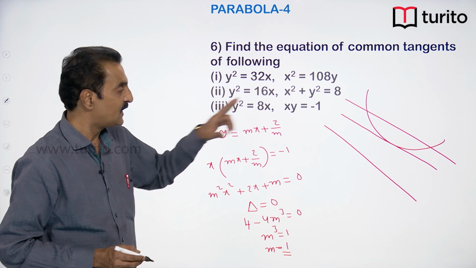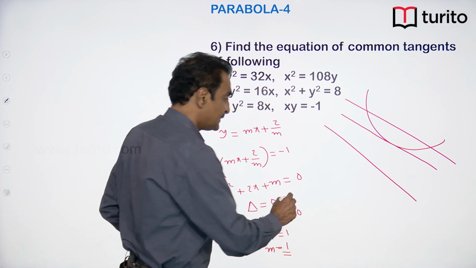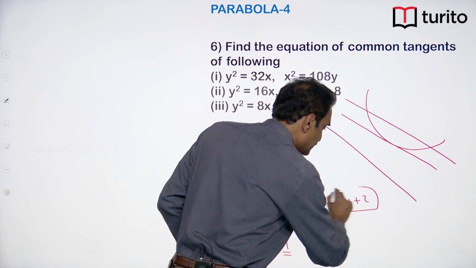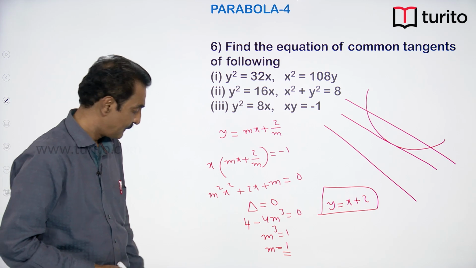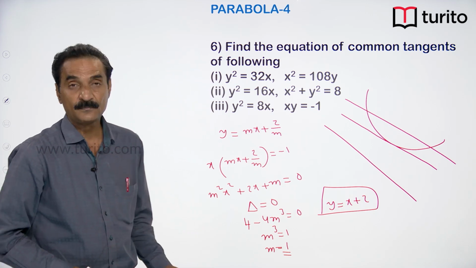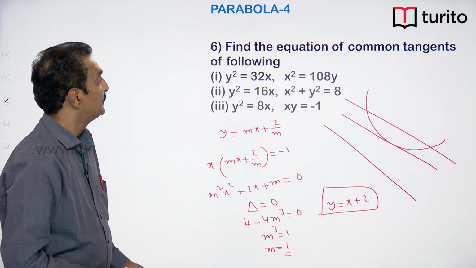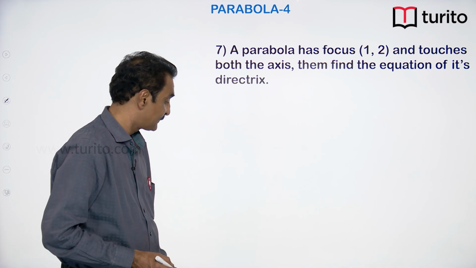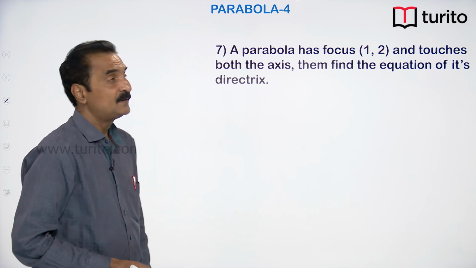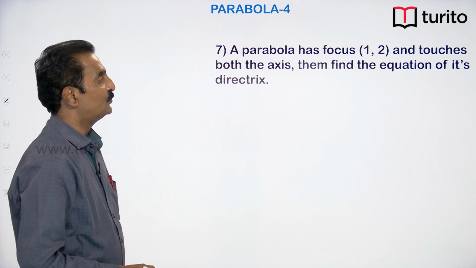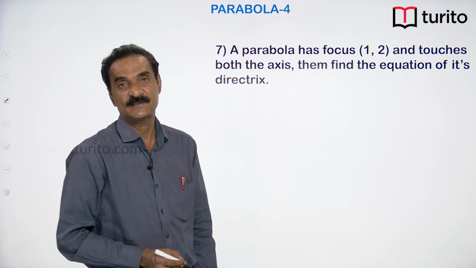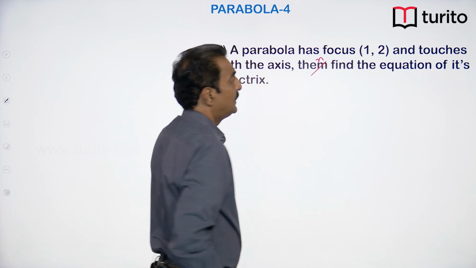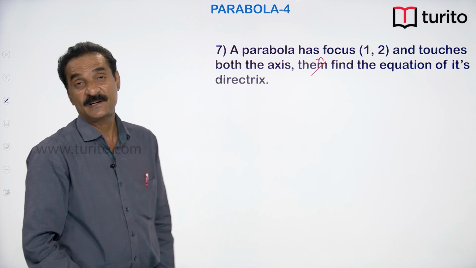Substituting m is equal to 1 here, what is the equation of the common tangent? Y is equal to x plus 2. This is the equation of the common tangent. Okay. Next question. A parabola has focus at 1, 2 and touches both the axes. Then find the equation of its directrix.